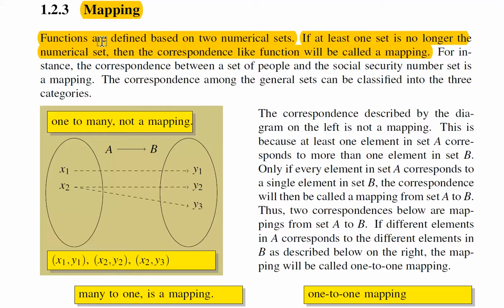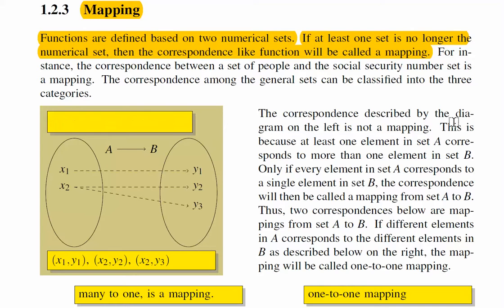And recall that we also did the men's set with the social security number. Then the men's set is no longer a numerical set. So for the people's set corresponding to social security number, we may not say that's a function. We say that's a mapping, because the people's set is not a numerical set. But mapping and functions are almost the same, because the only difference is one set could be a non-numerical set. For the function, both sets need to be numerical sets. That's the only difference.